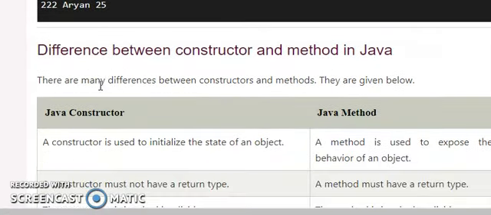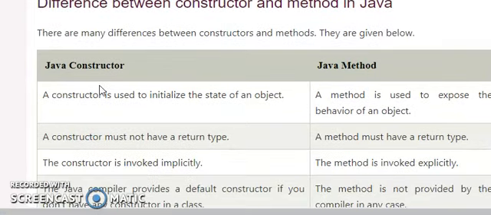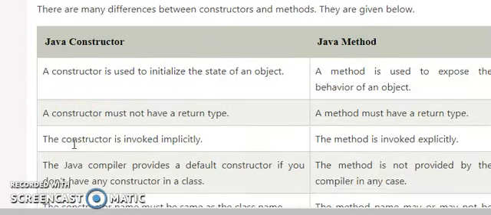So there is a difference between the constructor and the method in Java. The Java constructor is used to initialize the state of an object, while a method is used to expose the behavior of an object. A constructor must not have any return type, but a method may have a return type depending upon the program. The constructor is invoked implicitly.